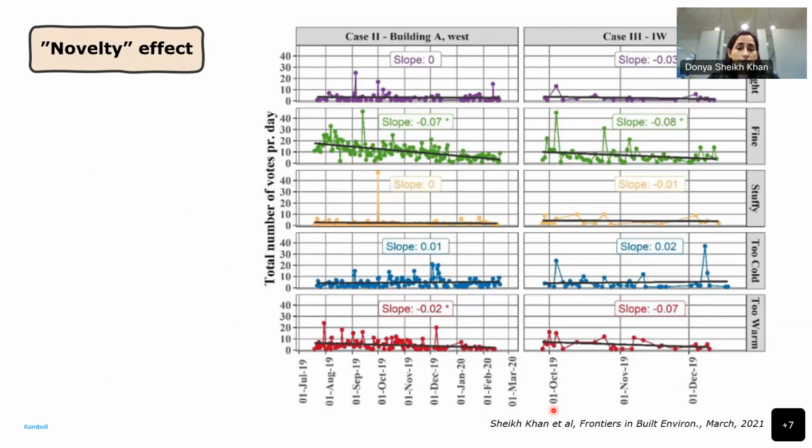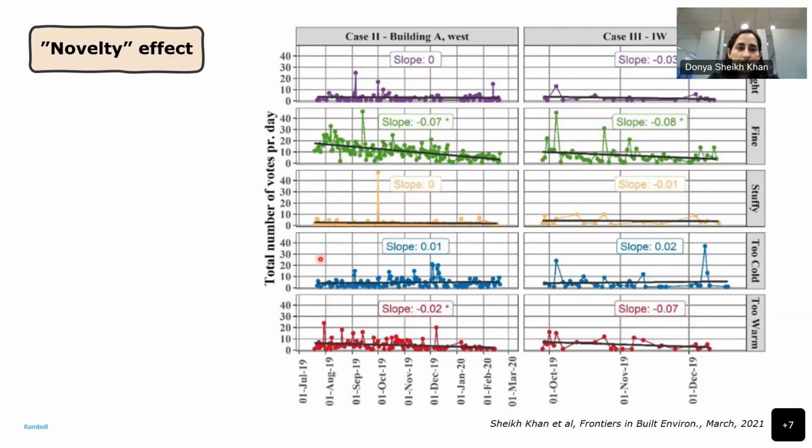Then another concern to have is a phenomenon that is typically seen when we introduce a new piece of interactive technology to people. So when you introduce these types of technologies to people for the first time, the interest and curiosity is very high at the beginning. So people use it very frequently to begin with.